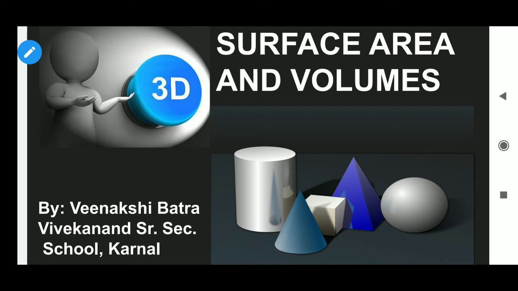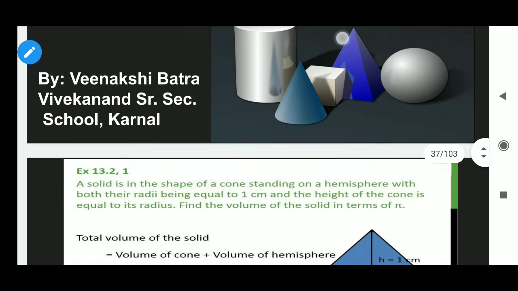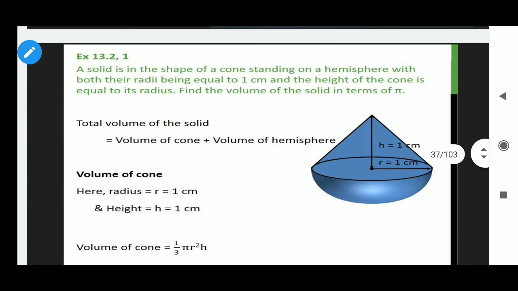In the previous lectures, I have explained to you about the surface area of the solid shapes. Now, in this lecture, we will discuss the volumes of the adjoining figures, that are the solid shapes. So, let's start with exercise 13.2, question number 1.